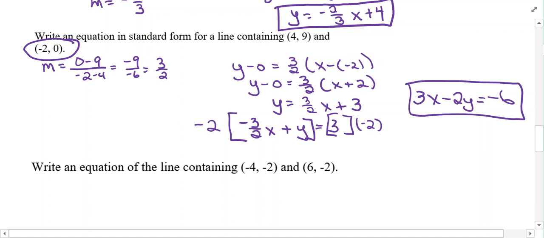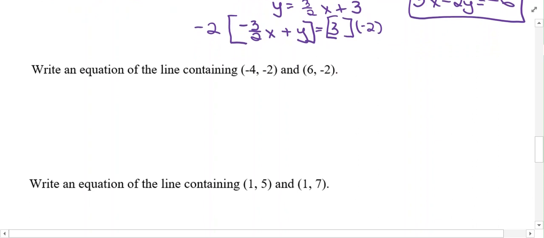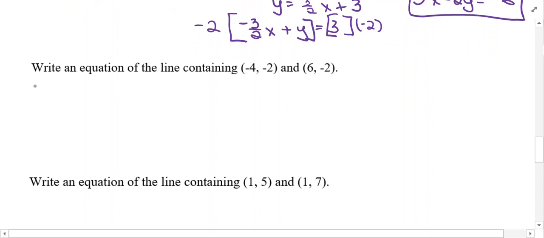The next one is to write an equation of the line containing the points (-4, 2) and (6, -2). So the first thing I want to do is to find the slope. Negative -2 becomes +2, so -2 plus 2 is 0 over -10. So the slope is 0.